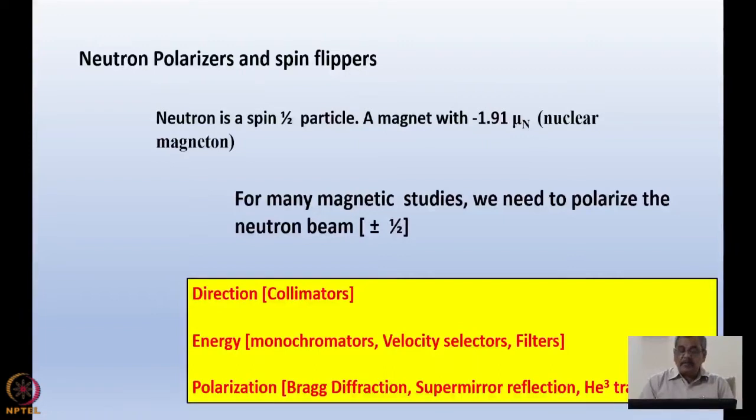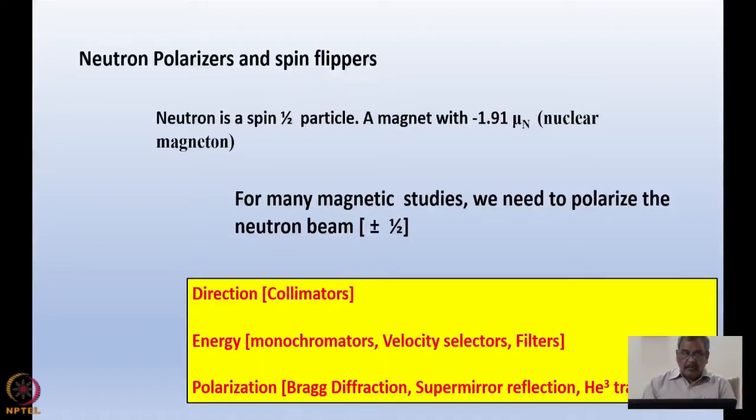Now we know that neutron is a spin half particle, a magnet with minus 1.91 nuclear magneton, which is of course much lesser than what we have for electron, nearly 2000 times weaker, but it's a tiny magnet which can penetrate deep. And for many magnetic studies we need to polarize the neutron beam. That means with respect to some direction the neutron beam will either have plus half spin or minus half spin. And also for such experiments often we need to flip the polarization of the neutron beam from plus half to minus half or vice versa.